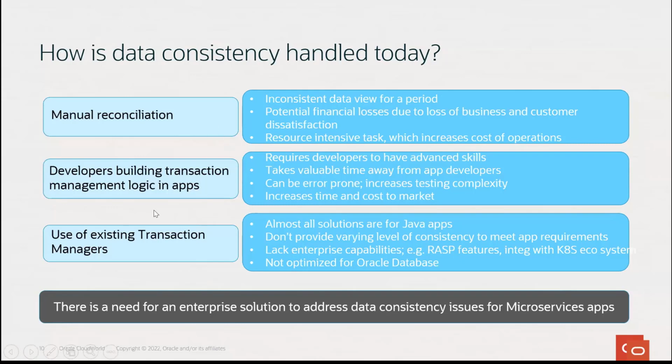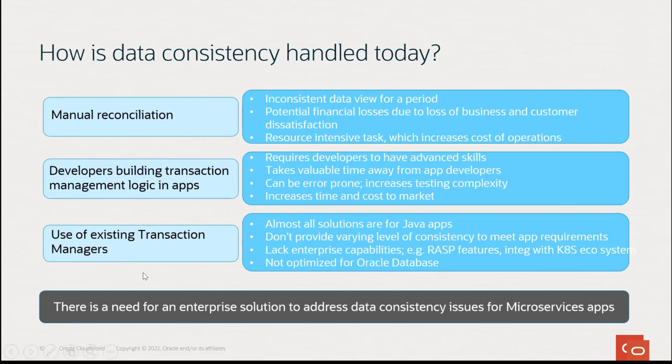The second way is that developers build this transaction management logic in the application itself. So now the burden goes to the developers. They have to code it that way. They have to test it that way. It can also be very error prone. And of course, the testing complexity and all that increases. At the same time, the time and cost to market your application increases manifold.